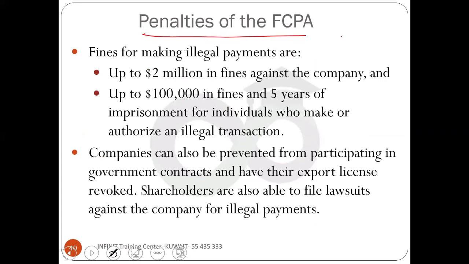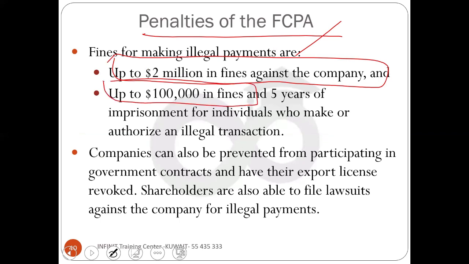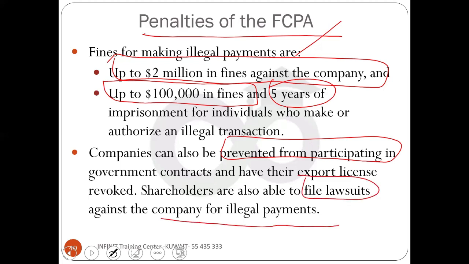And this is talking about the penalties of the FCPA. Fines for making illegal payments are up to 2 million against the company, and up to 100,000 in fines and 5 years of imprisonment for individuals who make or authorize an illegal transaction. Also, companies will be prevented from participating in government contracts. And shareholders are also able to file lawsuits against a company for illegal payments. So these are the penalties of the FCPA.